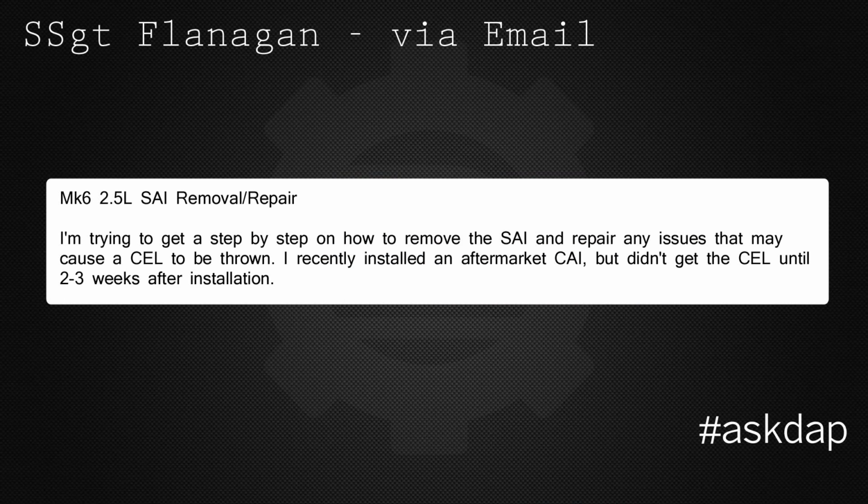I'm trying to get a step-by-step on how to remove the secondary air injection and repair any issues that may cause a check engine light to be thrown. I recently installed an aftermarket cold air intake and I didn't get the check engine light until 2 to 3 weeks after installation. So 2.5 engines have some issues around secondary air systems.